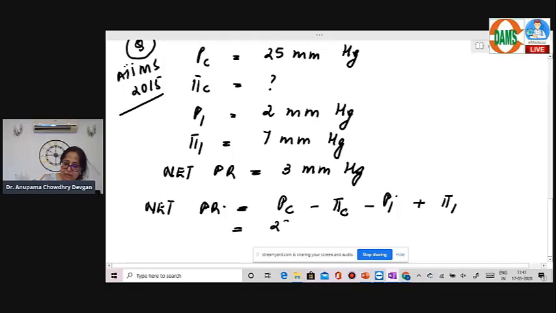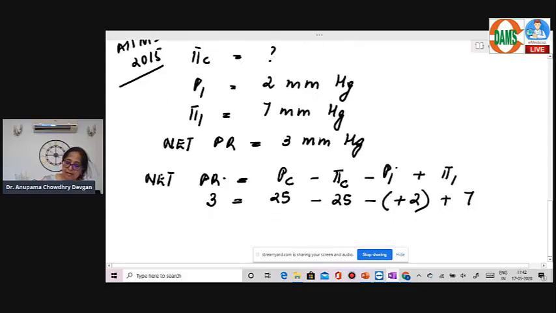PC here is given as 25. So this is 3 equals 25 minus pi C. Now Pi is given as a plus 2 and pi I is plus 7. So what is going to be the answer here? 25 minus, sorry.